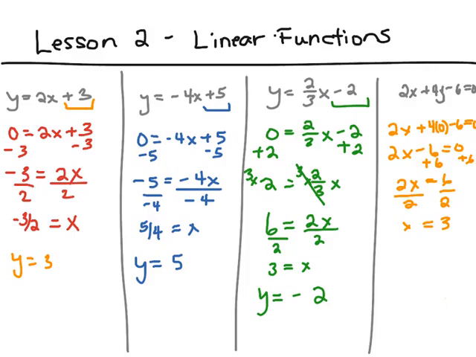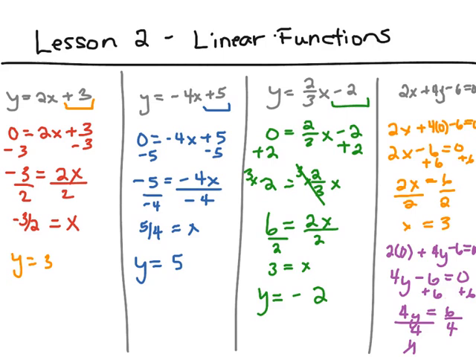For our y-intercept, we make x equal to 0, so 2 times 0 plus 4y minus 6 equals 0. So we have 4y minus 6 is 0. Add 6 to both sides, so 4y is equal to 6. Divide by 4, and y is equal to 1.5.